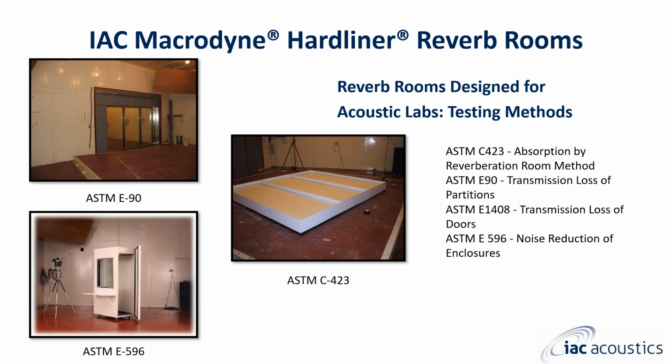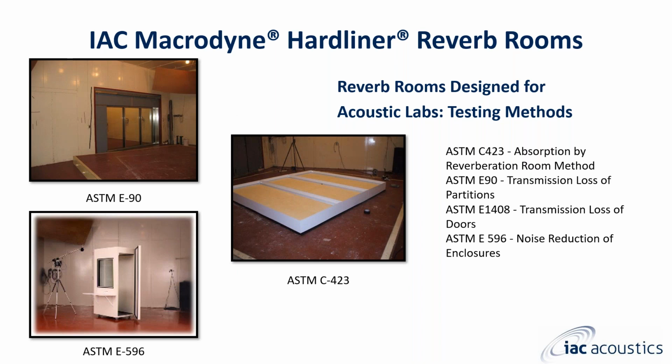Hardliner rooms are often specifically designed for acoustic labs in their testing methods. You can see in the picture here a representation of ASTM E90, ASTM C423, and ASTM E596, to mention a few. E90 is the airborne sound transmission loss of building partitions. This test measures sound isolating properties of a partition by comparing the sound energy in two adjacent chambers separated by the test specimen.